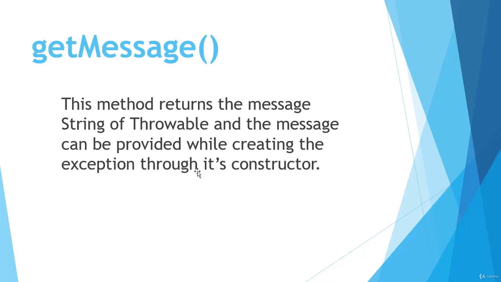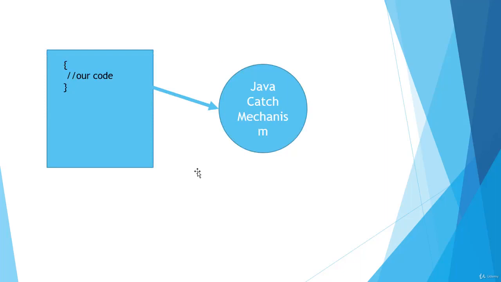Now let's see how an exception is handled in Java. You can see in this diagram, the blue box is the coding file. I have written some code in that file. Now if an exception occurs and we do nothing, we don't handle the exception, by default Java handles our exception. For example, we have written a code and there is an exception in that code.